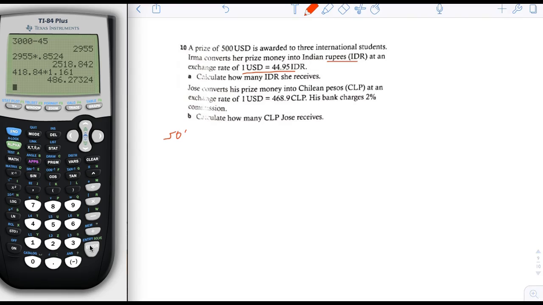So $500, we start out with that. We're going to multiply it times the domino. On the bottom of the domino, we're going to have US dollars, and on the top, we're going to have Indian rupees. Why do we put US dollars on the bottom? So that we cancel out. The exchange rate is $1 to 44.95 Indian rupees. Let's do the multiplication. 500 times 44.95 Indian rupees equals 22,475 Indian rupees.